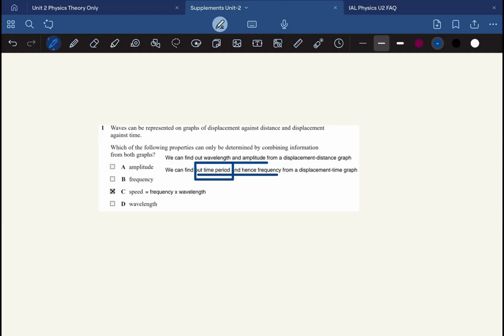And if we have to find something combining the information from both the graphs, then we will be able to know that speed is equal to frequency into wavelength. We can multiply frequency with wavelength.